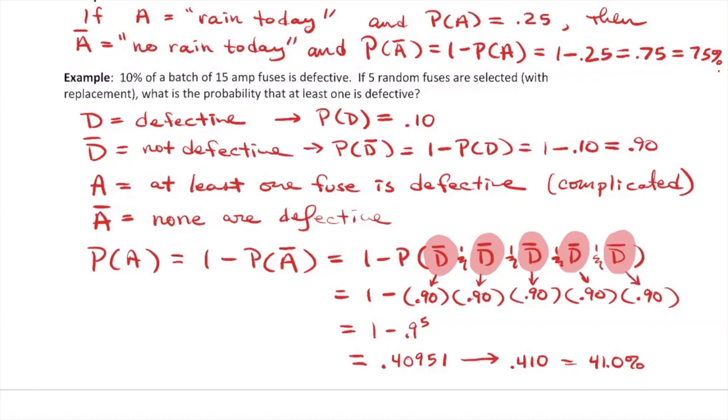Every one of these fuses that's not defective had a 90% chance. So I have to multiply 0.90 5 times together because it needs to happen 5 times. Okay, does that make sense? Any questions? You got it? Okay, terrific.